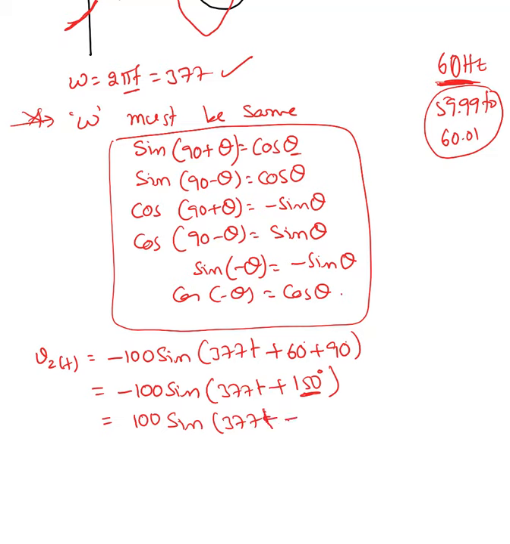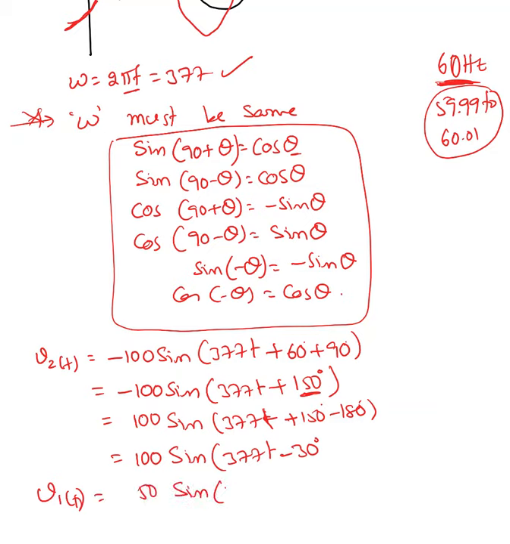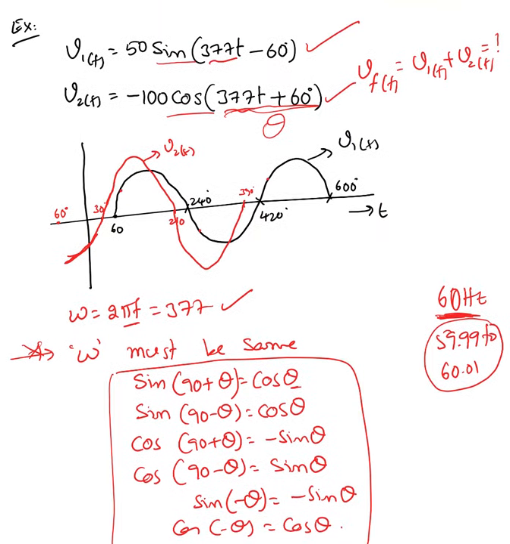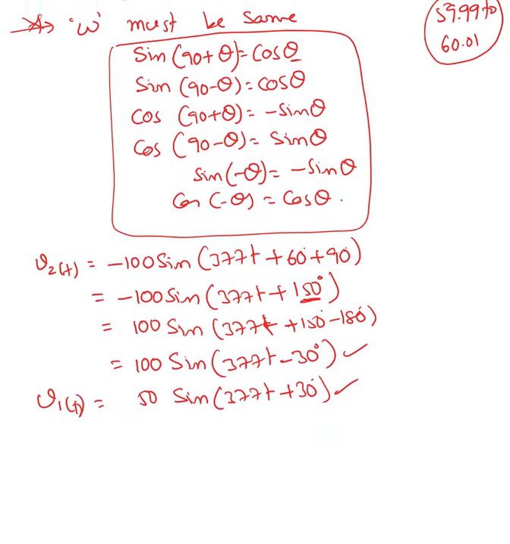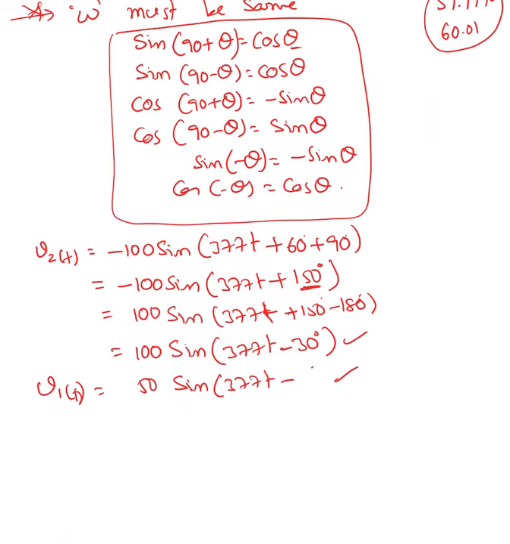377t plus 150 minus 180. Okay, so v2 of t, I have 100 sine 377t minus 30 degrees. Okay, that's v2 of t. What do we have? v1 of t equal to 50 sine 377t plus 30 degrees. Okay, so this is v2, that's v1 of t. v1 of t is minus 60 degrees there. So copy error, I'm going to make that minus 60 degrees there.